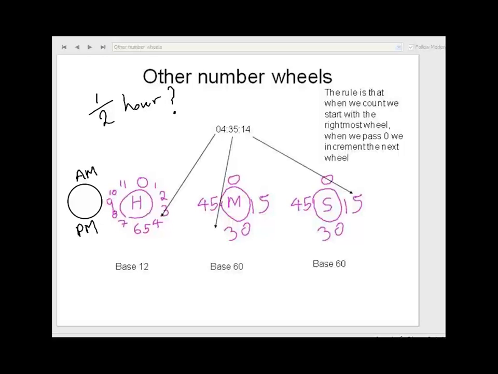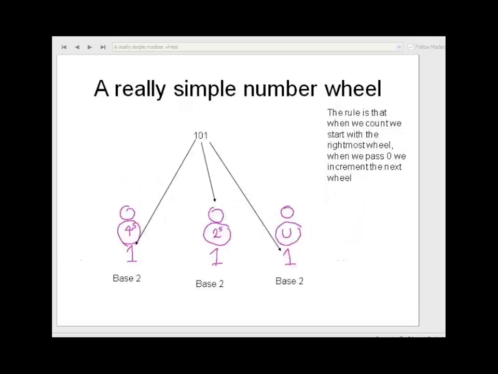What would the base be for the AM-PM wheel? Base 2. Base 2 is a special base. We call it binary. So it turns out that you've been working in binary for years now, ever since you learned how to tell the time. Which is good, because computers work in binary, and since we're so experienced at it, it's not going to be a problem. So this is a very, very simple wheel. It only has 2 digits on it. It's base 2. And we normally call these 2 digits 0 and 1.